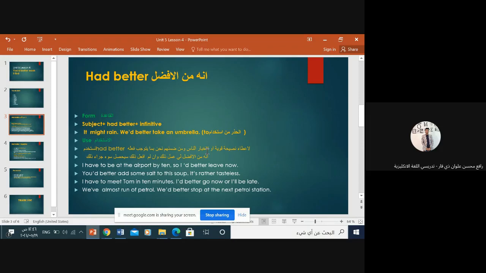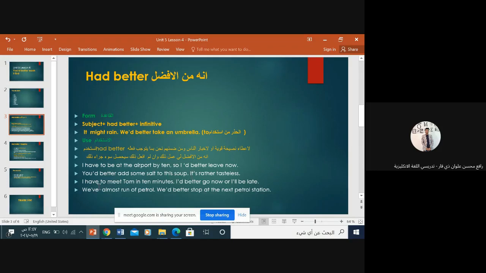So this is the use of had better. استخدامها شباب just to give a strong advice, or to tell people, including ourselves, what to do. So this is the meaning of had better. I have to be at the airport by 10, so I'd better leave now. You'd better add some salt into the soup. It's rather tasteless.